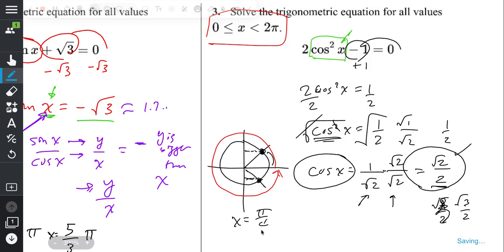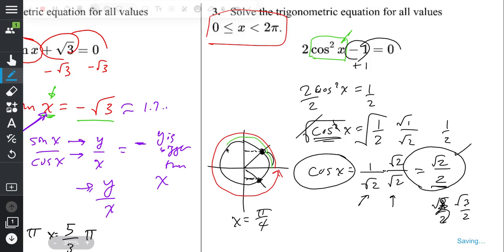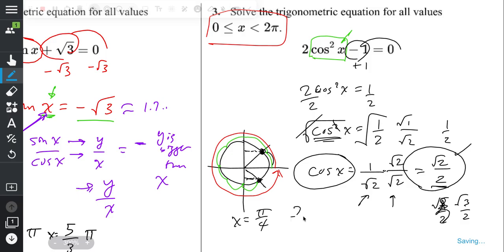First is pi over 4, and then I'm going to count fourths. 1/4, 2/4, 3/4, 4/4, 5/4, 6/4, 7/4, and 7/4 pi. X is one of those.